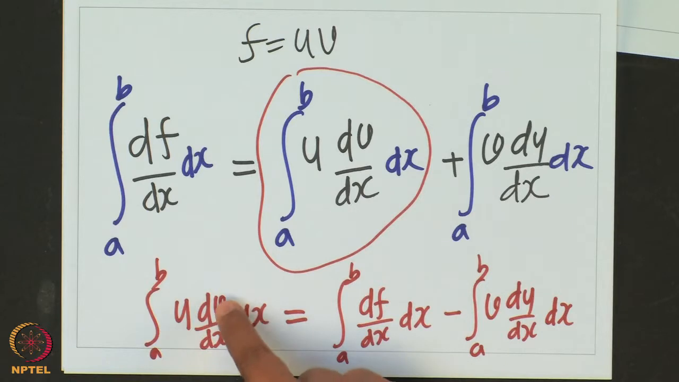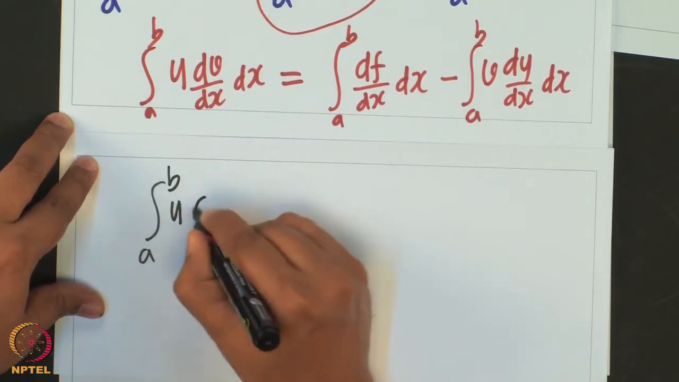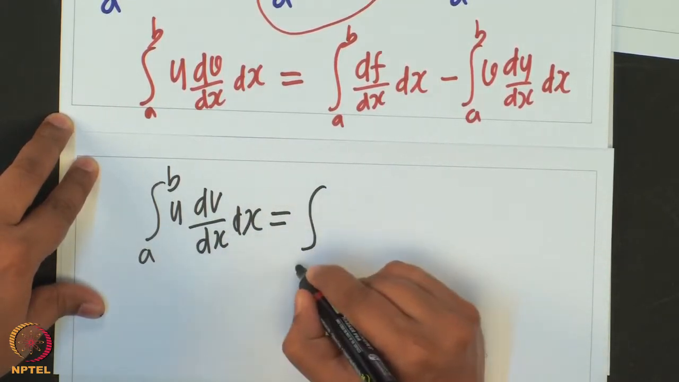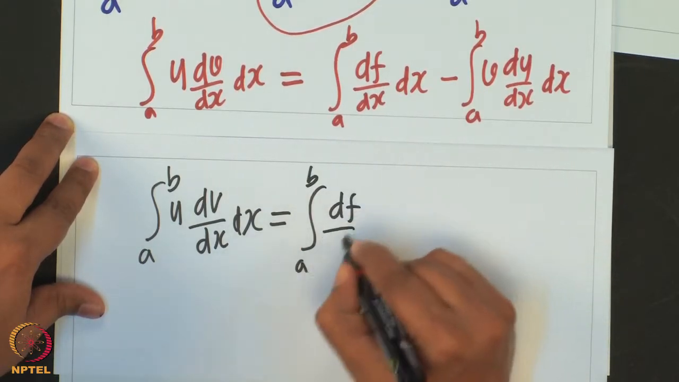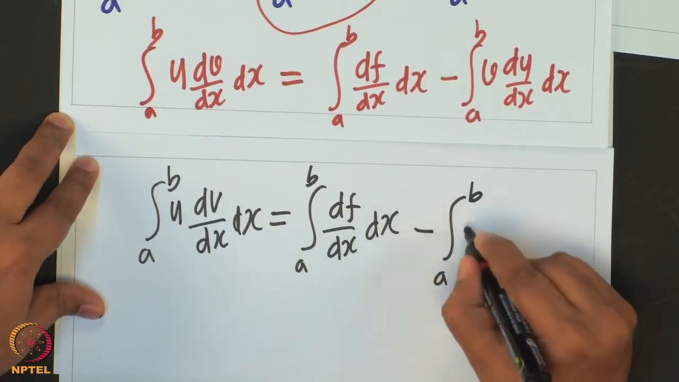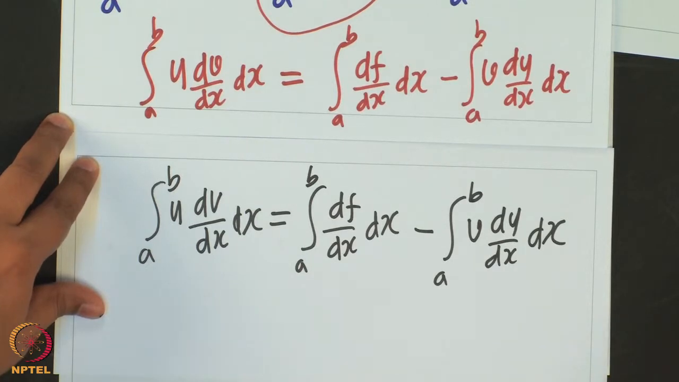If you have two functions u and dv by dx, these are the two functions, then I can calculate the product of these two functions by using this formula. Let us understand this formula a little bit more. So what we have here is the following. Let me rewrite this here. So what we have? We have integral u dv by dx is equal to integral a to b df by dx minus integral a to b v du by dx. This is what we have.